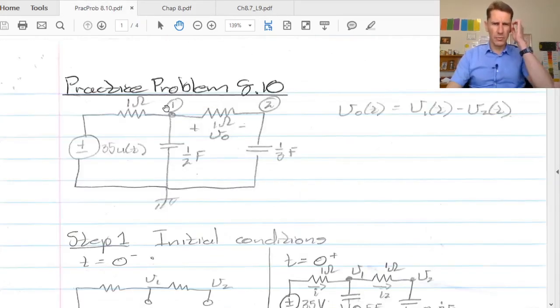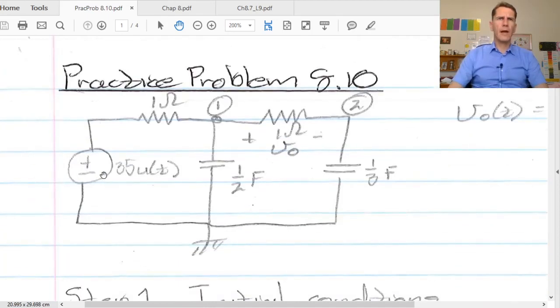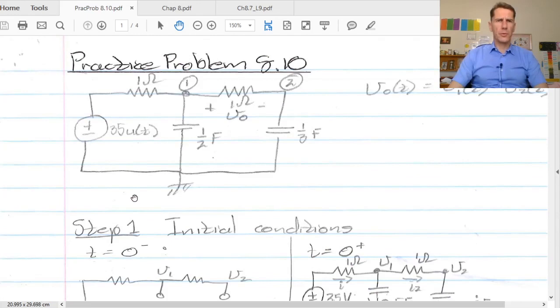I don't know why I didn't put them there. V1 and V2. So we've numbered those nodes. And then on the left, what we've got there is the source, and we see there's a step response function, step function. So this voltage source is off, in other words, a short circuit before time 0, and then it kicks in at time 0. So step 1 in that 4-step process that chapter 8.7 talks about is finding the initial conditions.